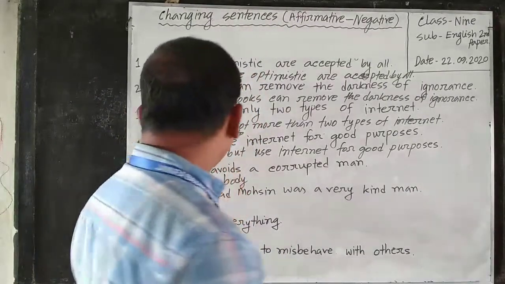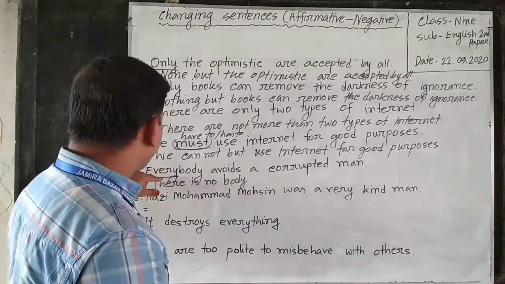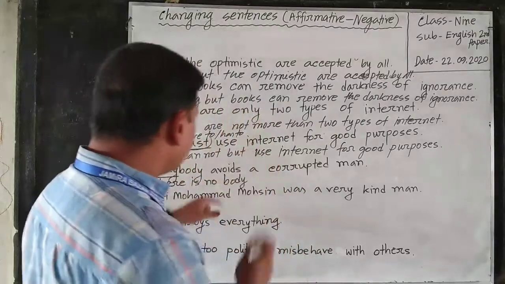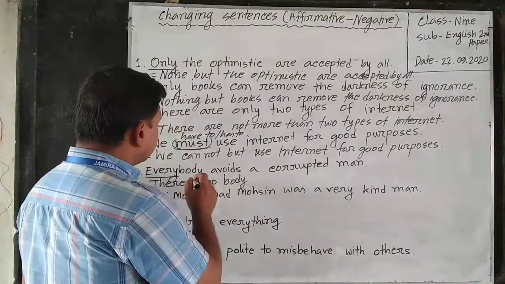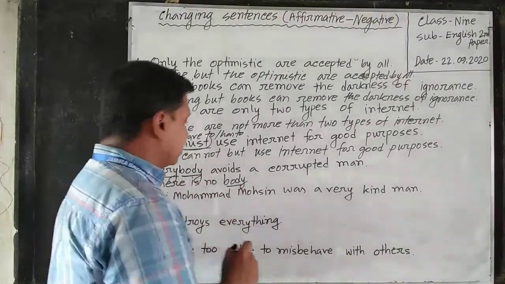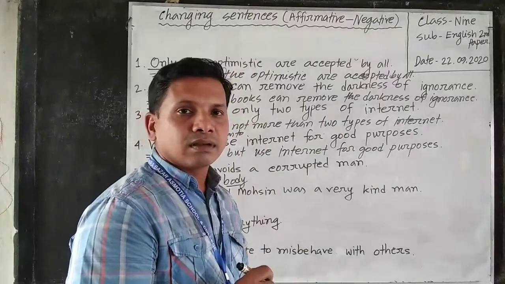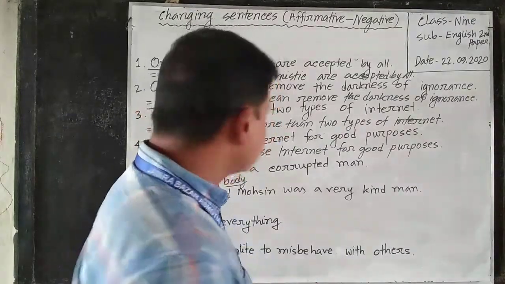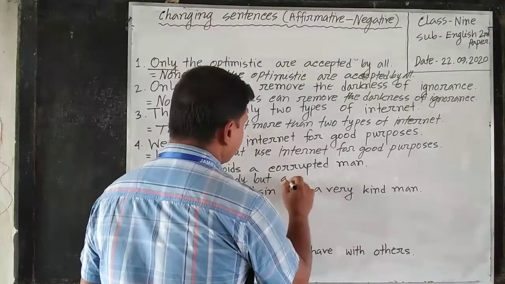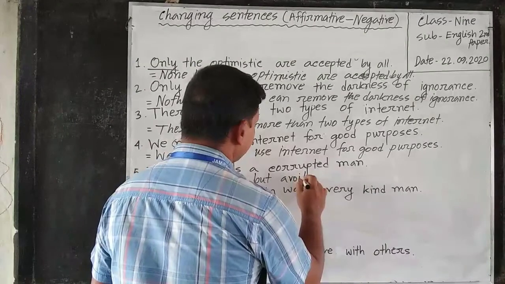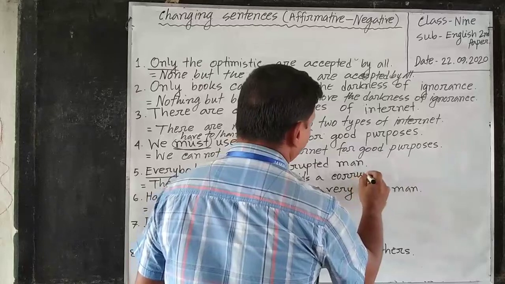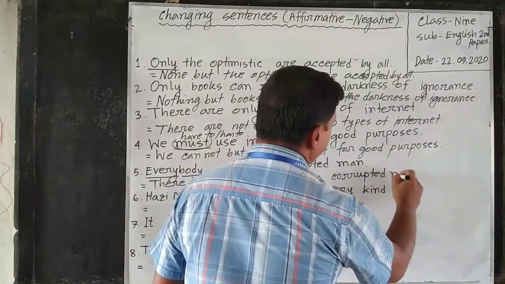Follow the board. Dear students, we use there is no instead of every, and after there is no we use the word immediately after "body", and after that we have to use a word that is but. That is but. There is nobody but avoids a corrupted man.